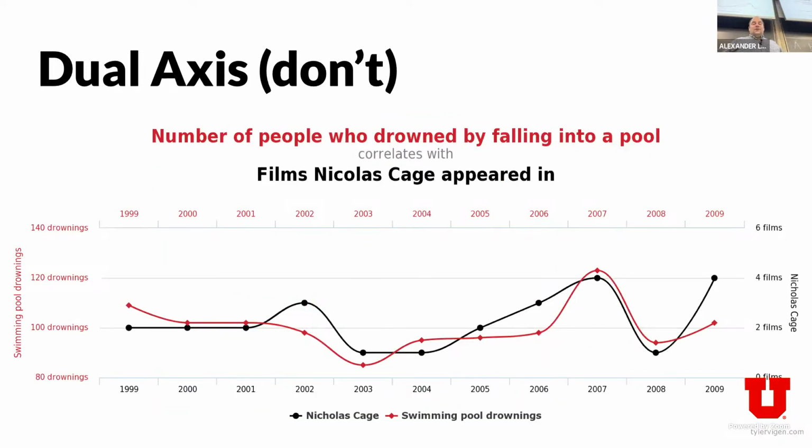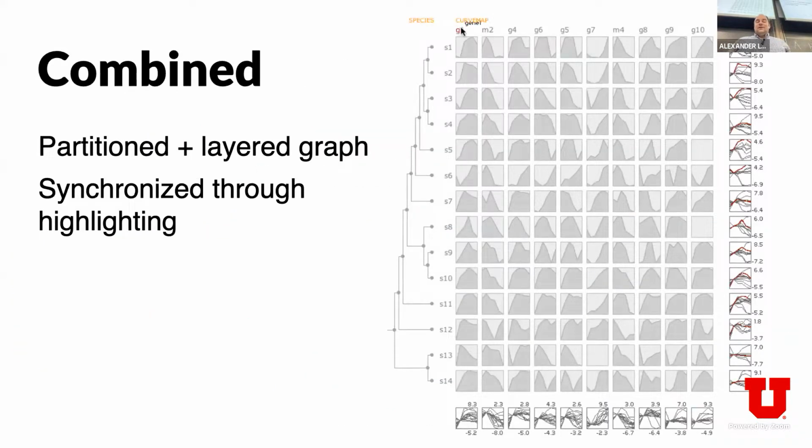But fiddling with dual axes and layering on top of each other, and adjusting your axes, allows you to do crazy things, like find spurious correlations, like the number of people who drowned by falling into a pool correlating with films Nicolas Cage appeared in. Probably not a causal relationship. Clearly, you need to be careful about these kinds of things.